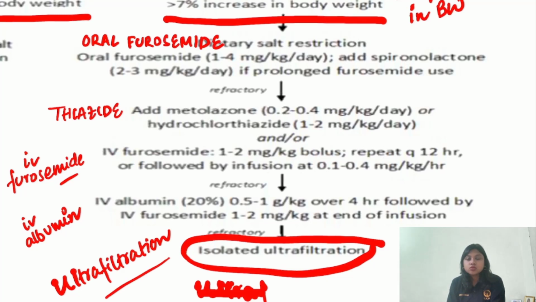So what to do next? In case of moderate to severe edema, the first thing will be oral Lasix, followed by thiazide, followed by IV infusion of furosemide, followed by IV albumin. The last stage is ultrafiltration.